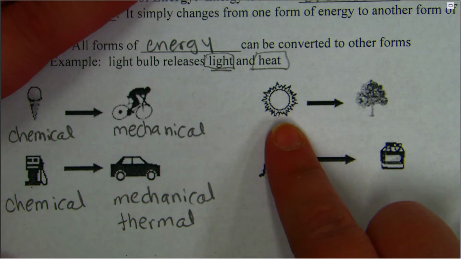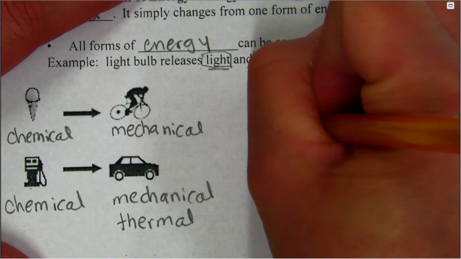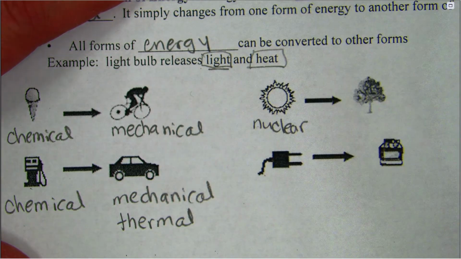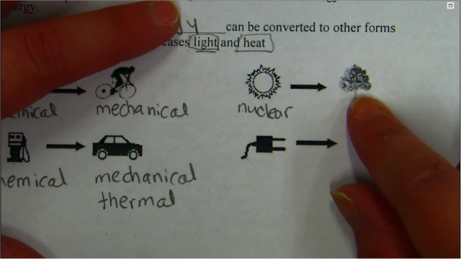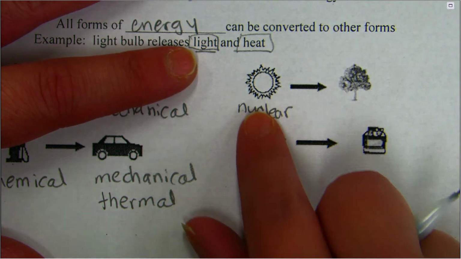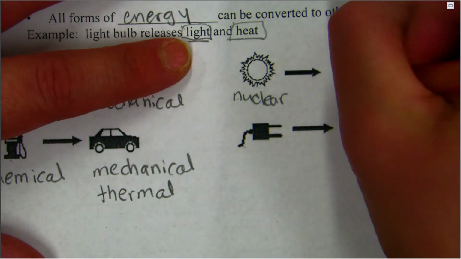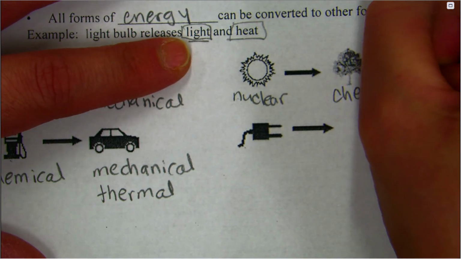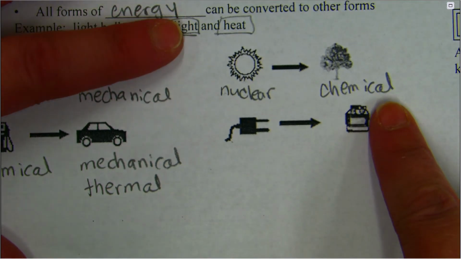All right, so the sun, we've talked about, that is fusion, which is nuclear. And the trees and all of our plant life, what they do is, we learned in biology, through the process of photosynthesis, they use sunlight to create glucose. And glucose is a compound, so it is a chemical, and that's the food that plants use.